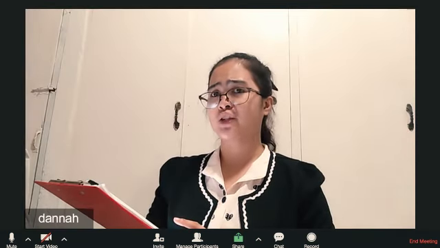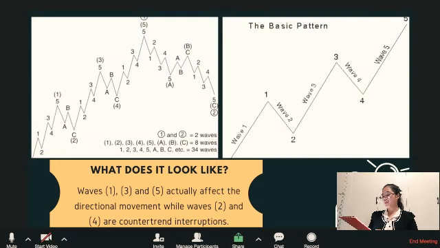So what does the Elliott wave principle look like? Elliott waves are the basic building block of the wave principle. These Elliott waves link together to form larger versions of those same patterns. They, in turn, link to form identical patterns of the next larger size, and so on. In markets, progress ultimately takes the form of 5 Elliott waves of a specific structure. As you can see in the illustration, waves 1, 3, and 5 actually affect the directional movement, while waves 2 and 4 are counter-trend interruptions.